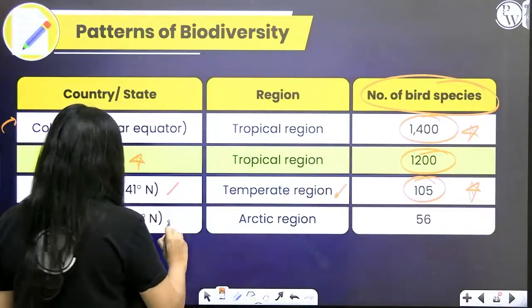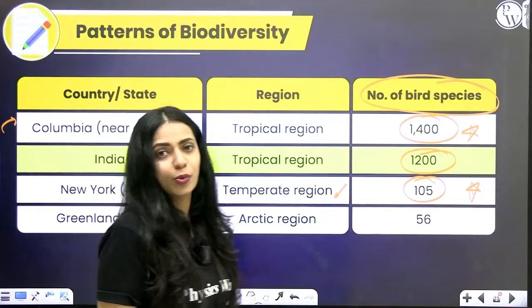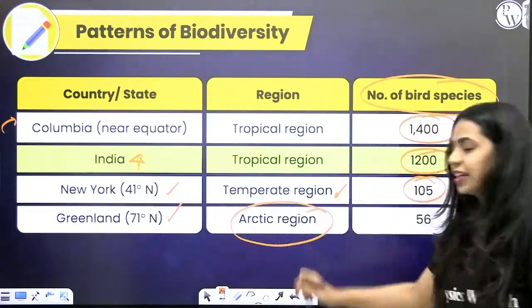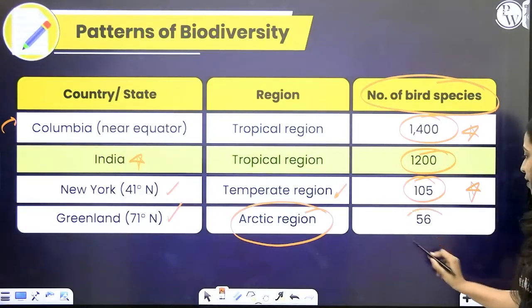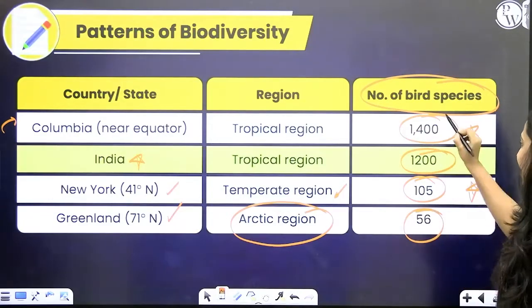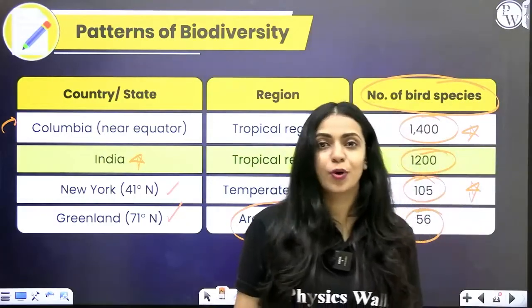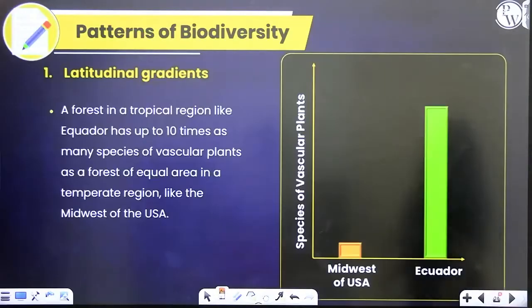Now, Greenland is much farther from the equator. It is present in the Arctic region. Over here, the species diversity of birds is just 56. Look at how much variation there is as you move from the equator towards the poles. This is one example. Let's take another example.